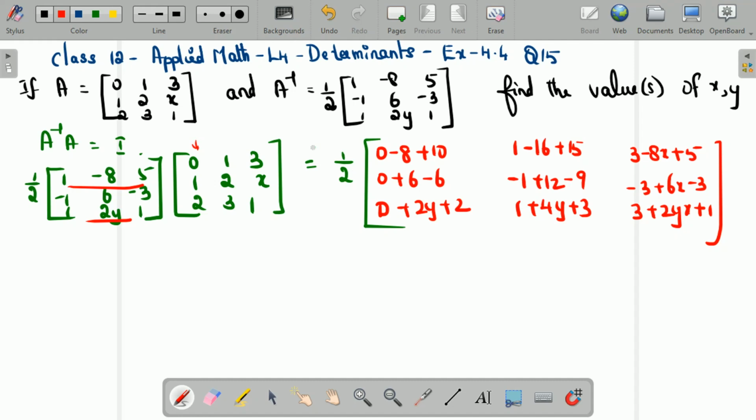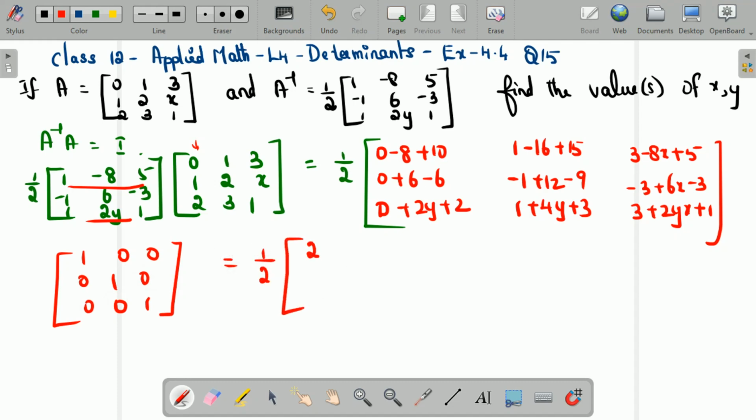Now this value is equal to the identity matrix. So this is going to be 1, 0, 0, 0, 1, 0, 0, 0, 1. First let's simplify. So this is half of 10, 8, so this is a 2. This is 16 minus 16, which is a 0. So this is 8 minus 8x.